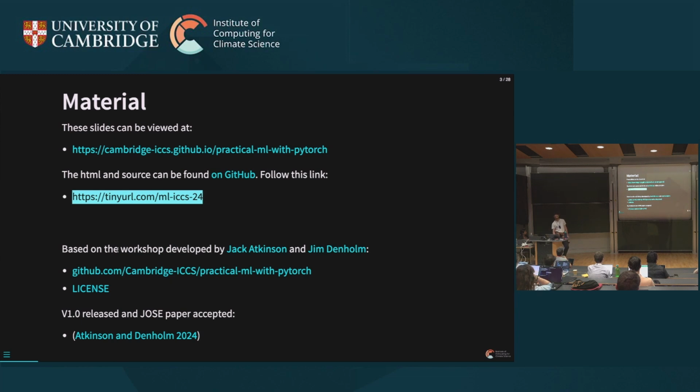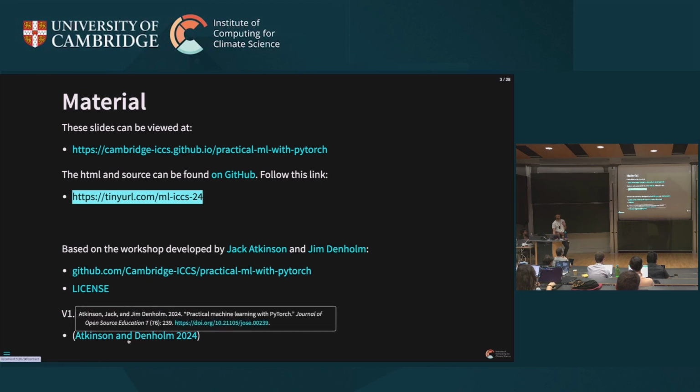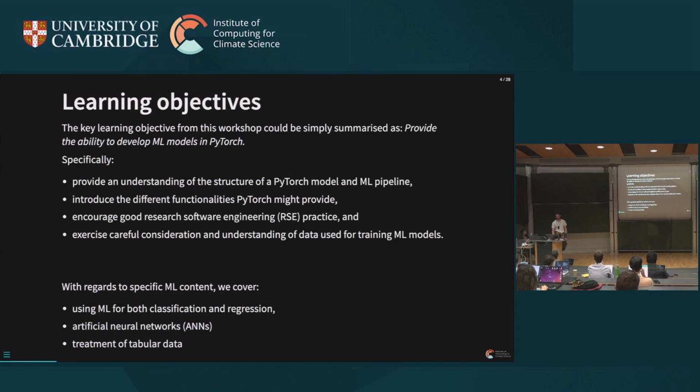This workshop that I'm delivering is a second iteration of one that was delivered last year. If some people are here from last year, there's not going to be too much of a difference between last year's material and this one, but Jack and Jim have recently published a paper in the Journal of Open Source Education. If you want to have a look at this paper after the session to understand our thought processes and how we developed the material, then please do.